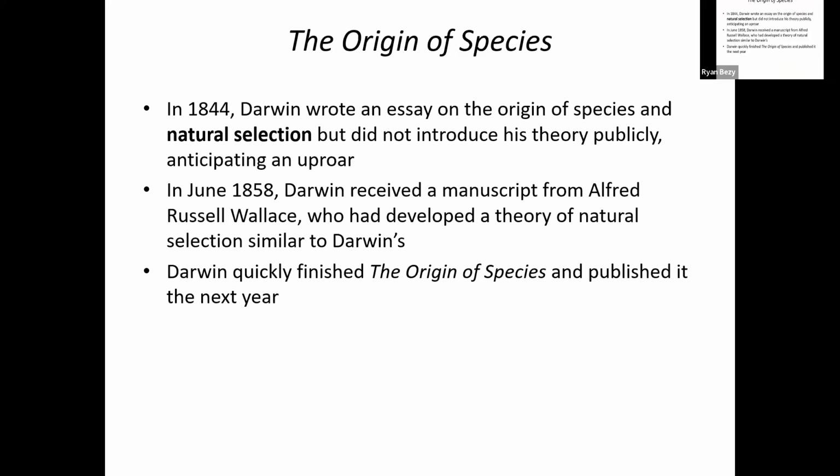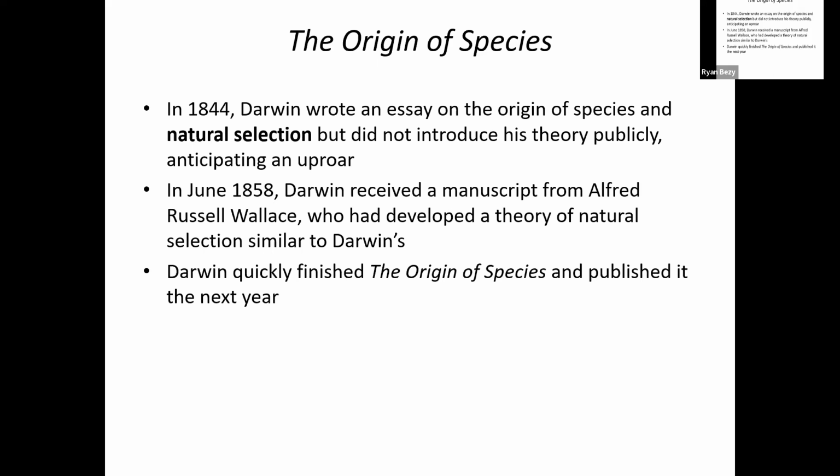So he had this kind of manuscript ready to go, but he kept adding more and more to it. He kept kind of working on it, and he didn't publish it until he basically got scared. In 1858, Darwin received a letter and manuscript from Alfred Wallace, who had independently developed a theory of natural selection that was pretty much identical, an evolution that was identical to Darwin's.